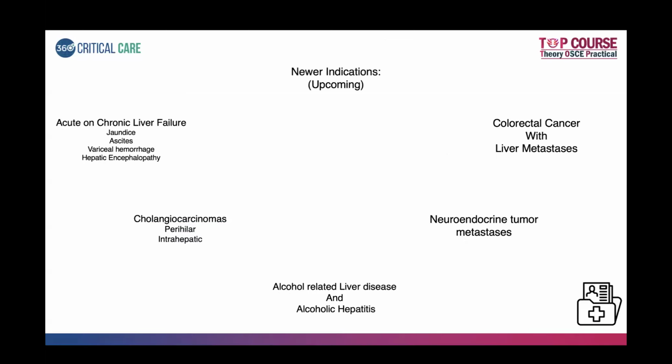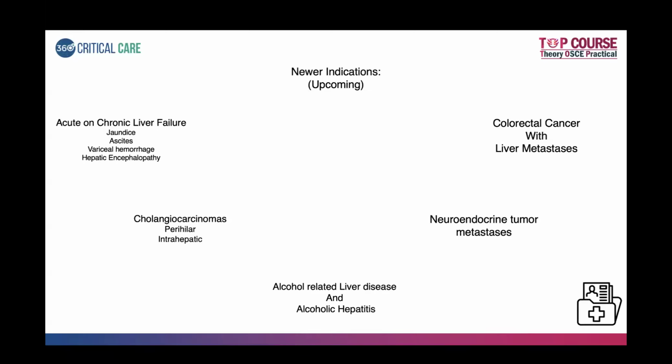Now, in the last few years, there has been a small trend shifting towards newer indications for transplant. Patients who present with acute or chronic liver failure, that is, they manifest with jaundice, ascites, variceal hemorrhage, or hepatic encephalopathy, those patients can be considered for transplantation. Similarly, patients with cholangiocarcinomas, perihilar or intrahepatic, can be considered.